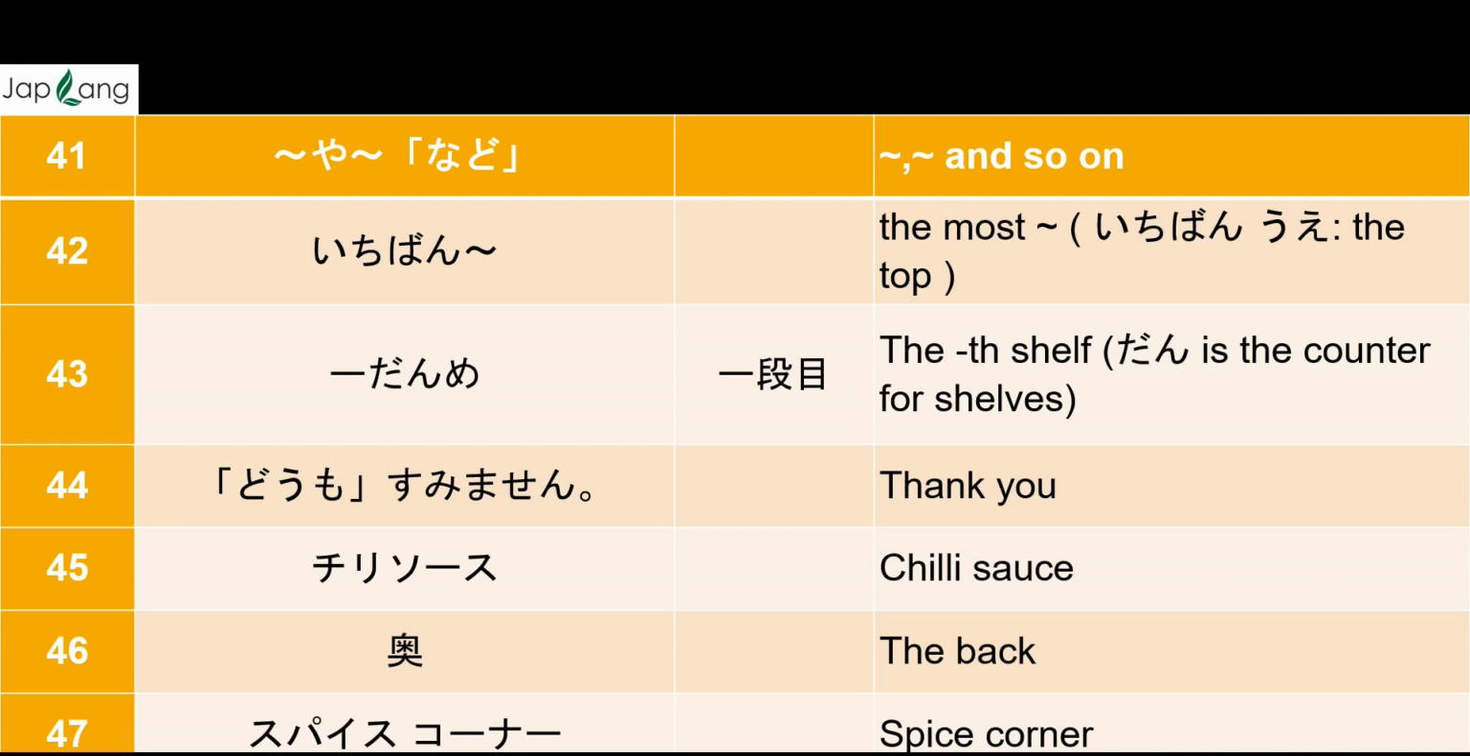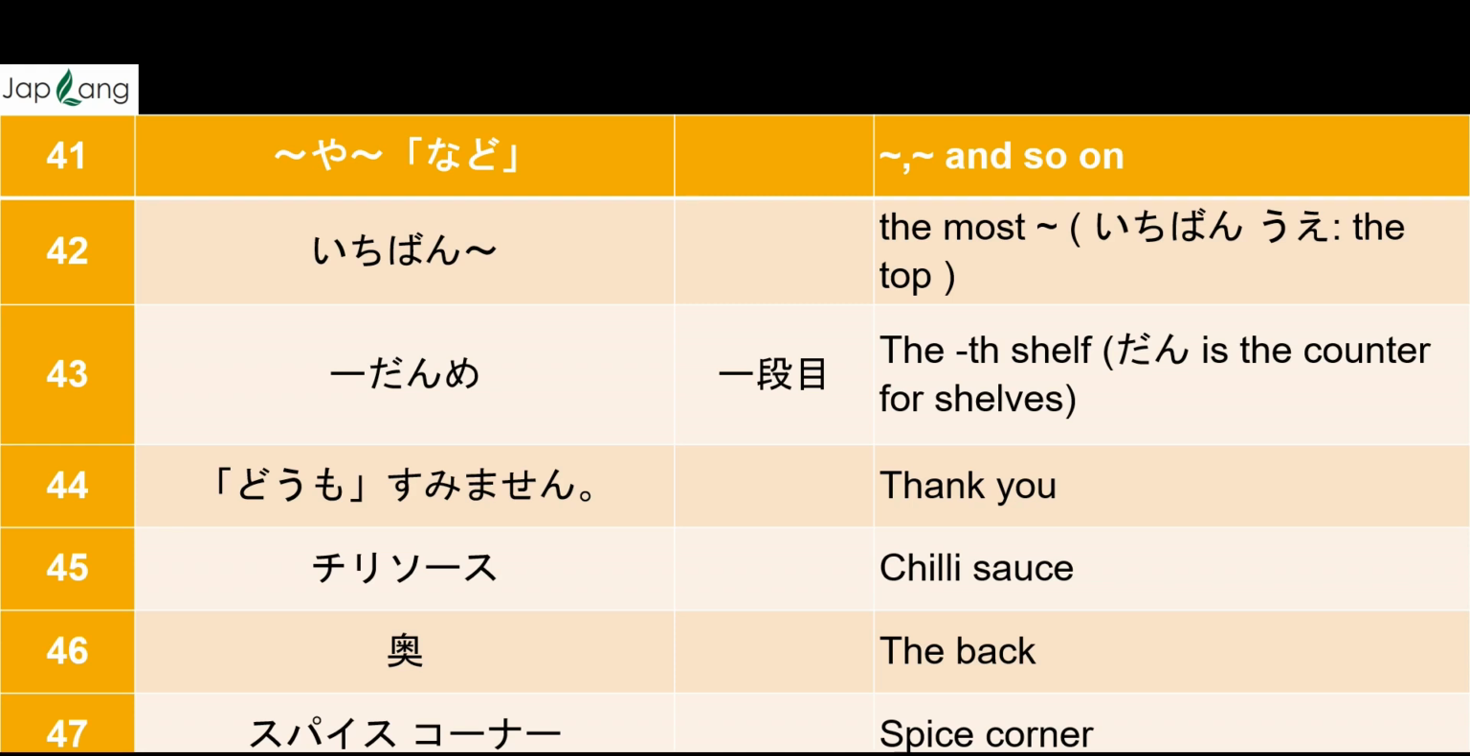Ichiban. Ichiban is the most. Ichiban means at the top. ご飯の中で何が一番好きですか? What do you like the most? 一番 is the most. ご飯の中 is inside the food. 何が一番好きですか? What do you like the most?